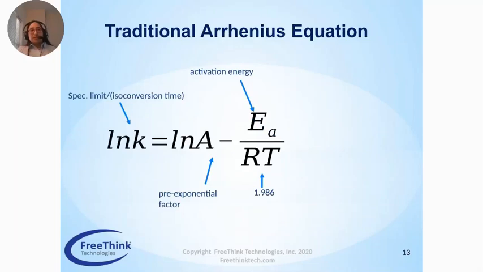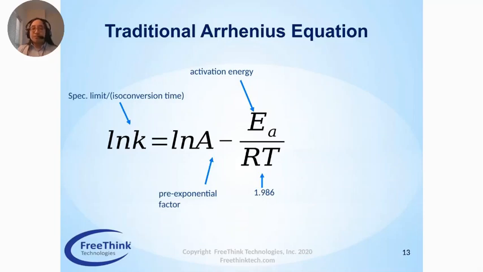Going back to the Arrhenius equation. So this is the traditional form. ln K, where K is the rate constant, the specification limit over the isoconversion time, equals ln A. This is the intercept. This is going to vary depending on formulation, on your API, a bunch of different factors, minus EA over RT. So the EA over RT here is the temperature term. EA is the activation energy.